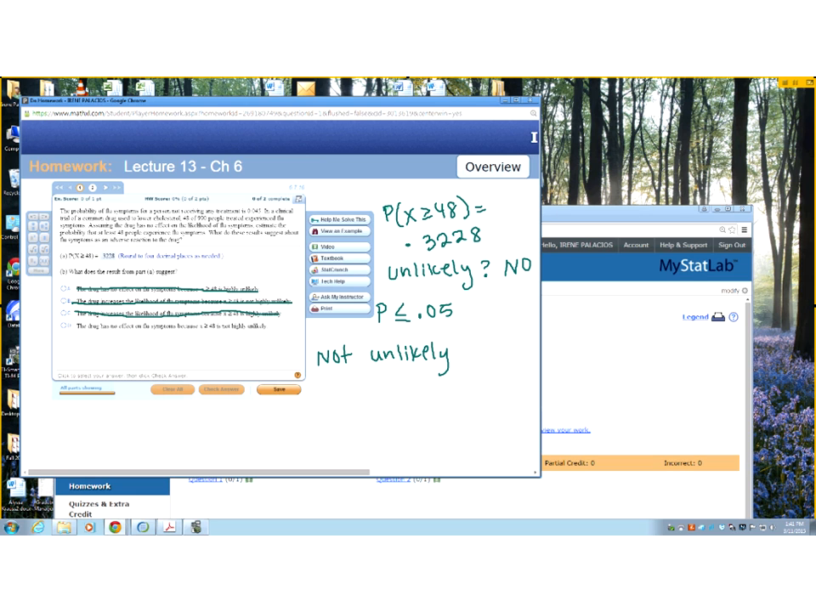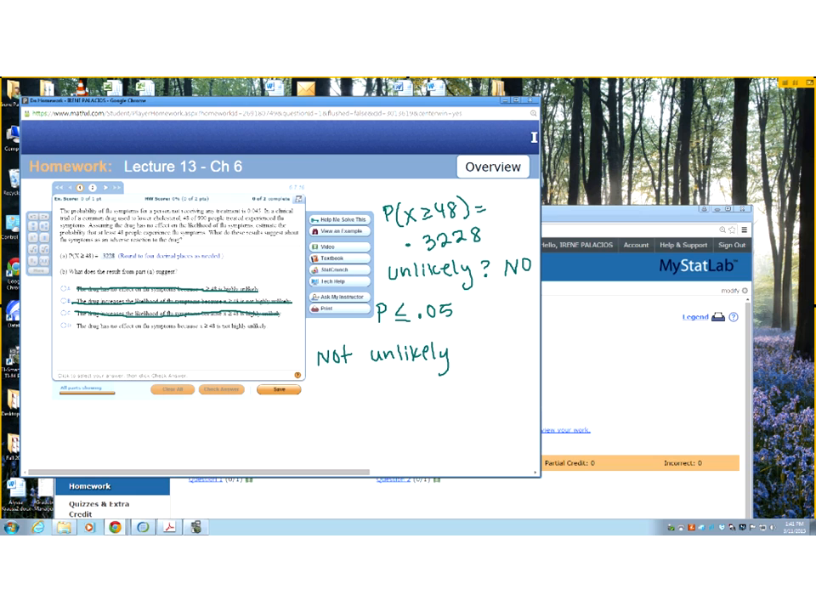B is not going to be our answer because it says the drug increases the likelihood of flu symptoms, and that's not true, because we have a probability that's greater than 0.05. So it can't be that the drug is causing this. The only option here is part D, which says the drug has no effect on the flu symptoms.